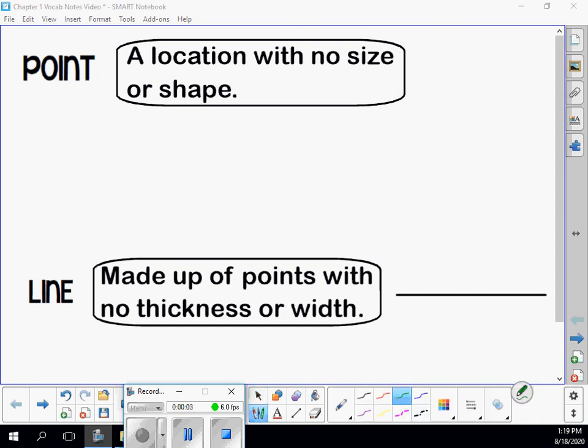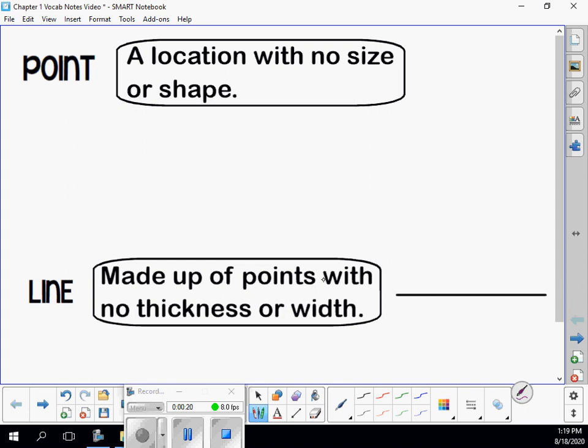Hi guys, today we're going to talk about some basic geometric terms, what they look like visually, and how we name them in geometry. It is really important that we know how to name them because when you're presenting something back to me, if you don't name it correctly, I will not know what it is.